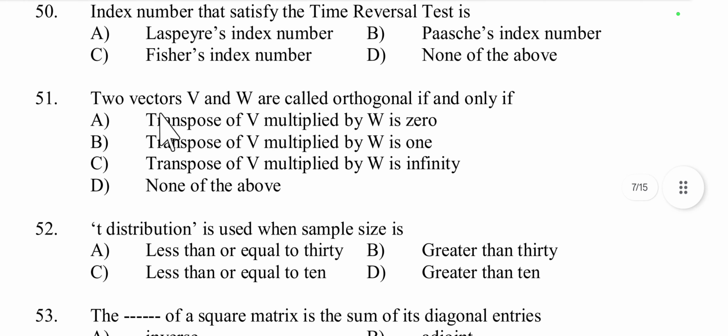Then question 51. Two vectors v and w are called orthogonal if and only if the transpose of v multiplied by w is 0. Yes, this is the right answer, because the transpose of v multiplied by w equal to 0 means the vectors are perpendicular or orthogonal. So option A is the right answer.